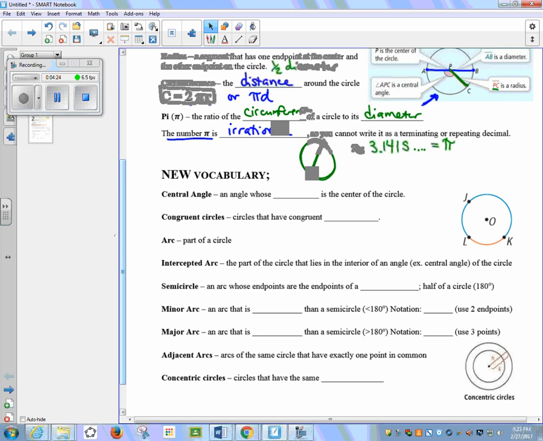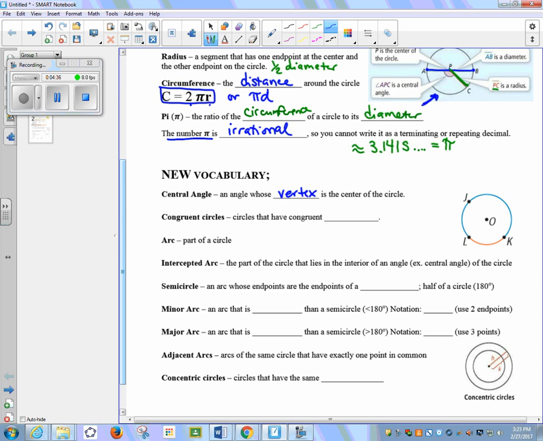This next part might be some new vocabulary. A central angle is an angle whose vertex is the center of the circle. So in this diagram over here, I can take O as my vertex, and if I draw an angle with O as the vertex, like this, that would be called a central angle, this angle right here. So for example, angle LOK is a central angle.